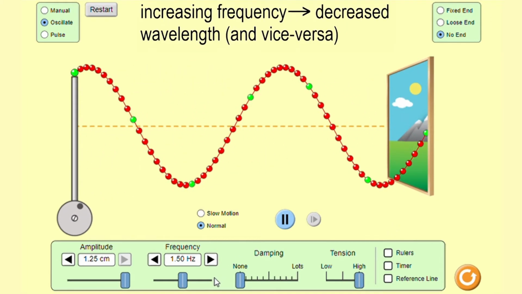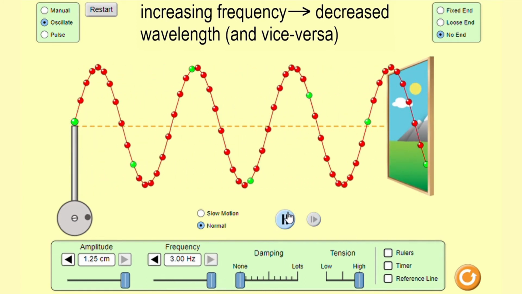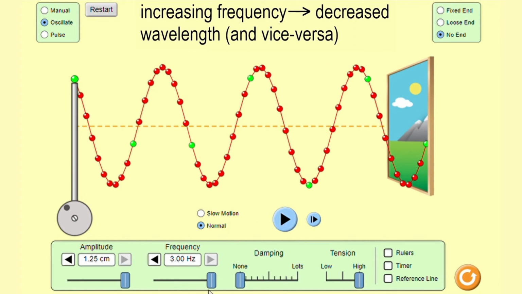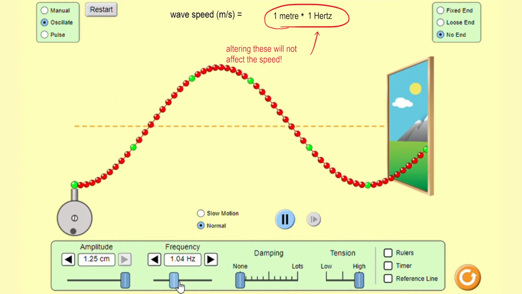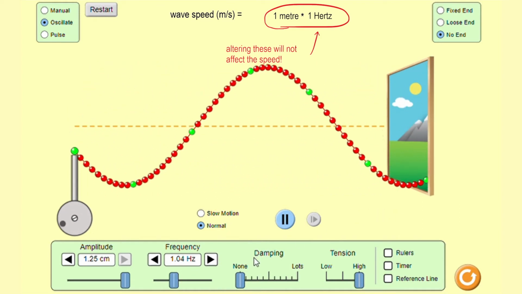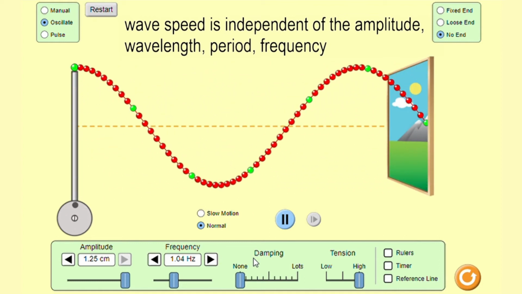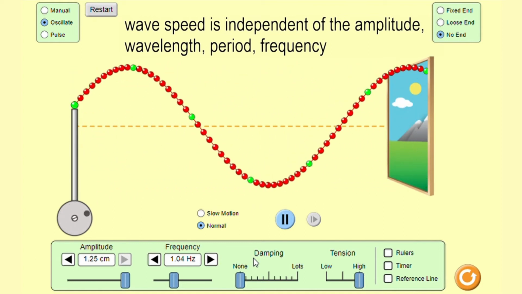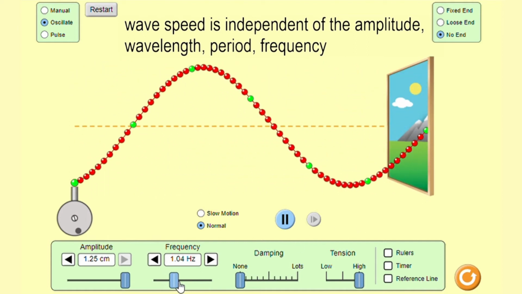Say we increase the frequency of the wave. The result will be a decrease in the wavelength. And if we decrease the frequency, the wavelength increases. And all throughout, the speed of the wave remains constant. The speed of the wave does not depend on the properties of the wave. It is completely independent of the amplitude, the frequency, period, wavelength, etc.